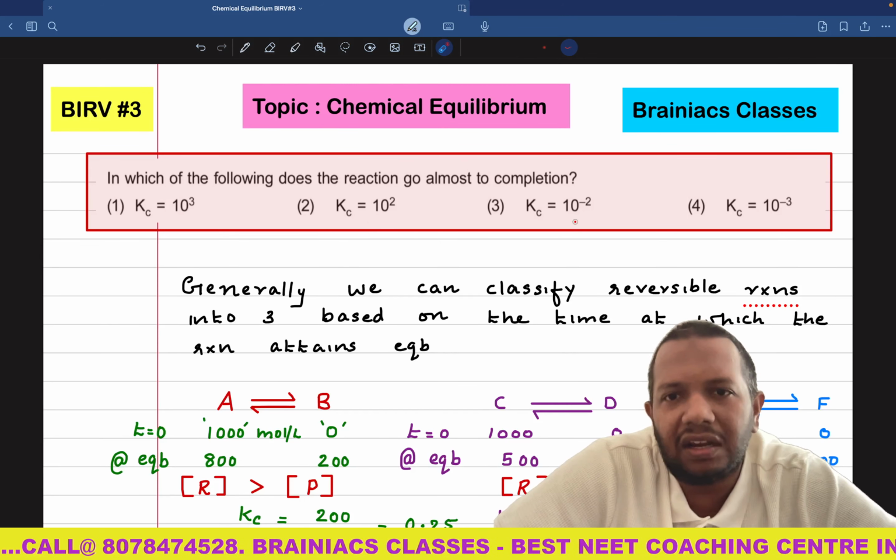But among that, the highest Kc value is for this one. So I can say this has almost gone to completion. So I can mark this as my correct answer. So 1 is my correct answer. So I hope you got a very good, fair explanation.